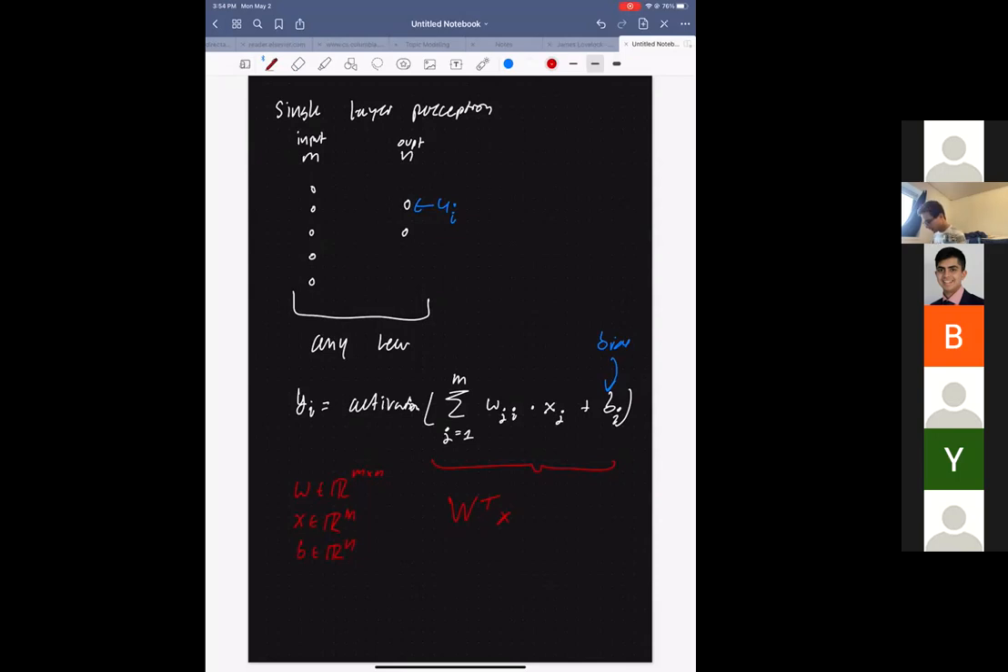So for example, this activation function f will be applied element-wise to each example. So this is the idea of a single layer perceptron.